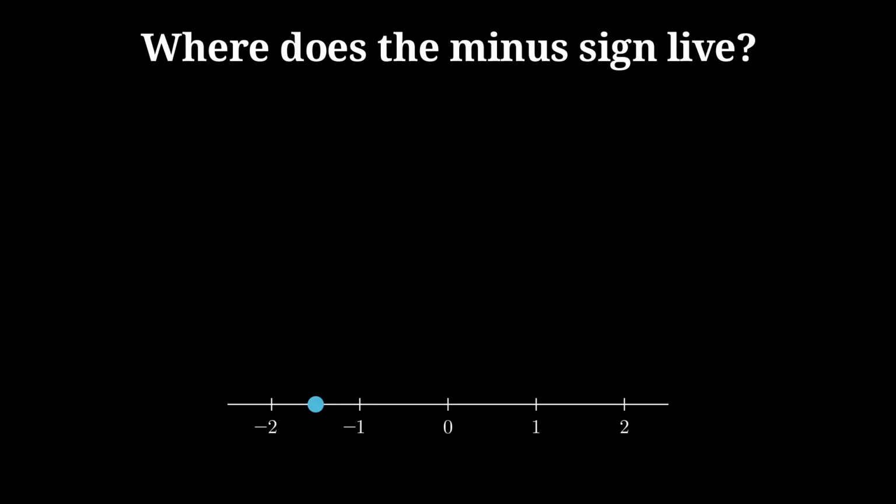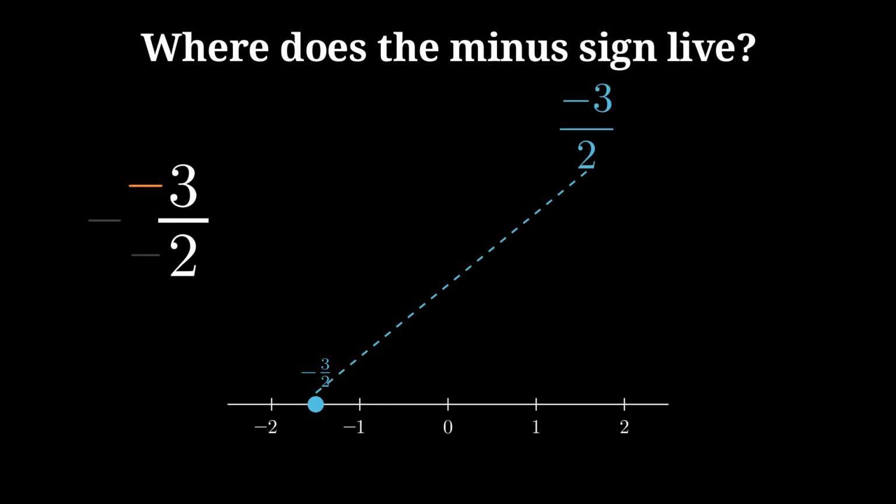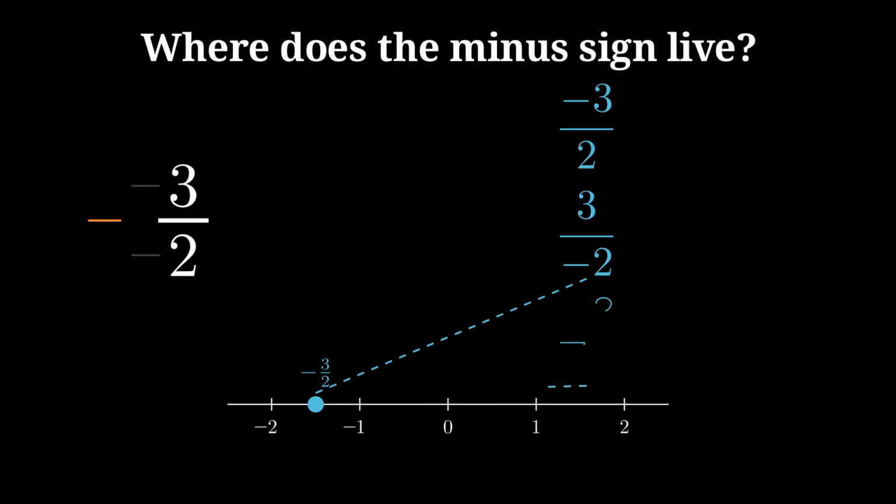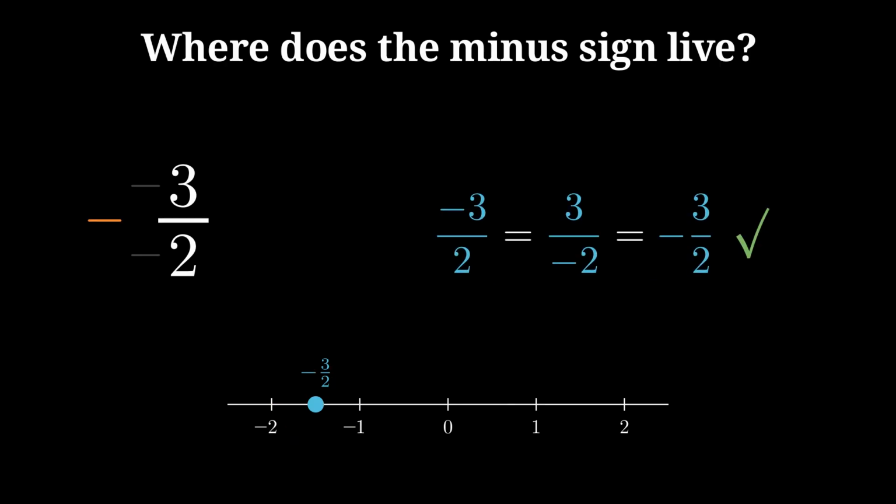We want to put a minus sign on 3 over 2. A minus sign has 3 possible homes. Minus up top, negative 3 over 2. Minus down below, 3 over negative 2. Same value. Minus out in front, same value again. 3 homes for the minus sign, all mean the same negative number.